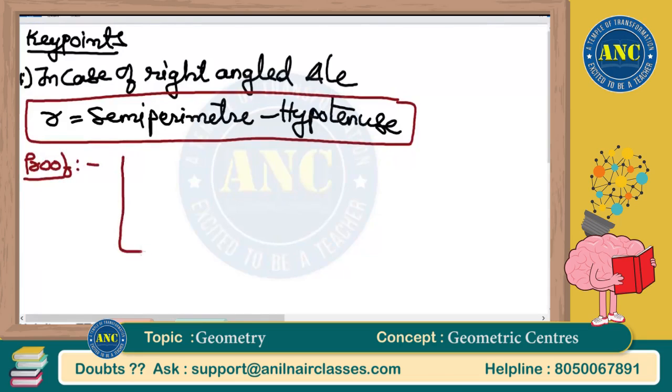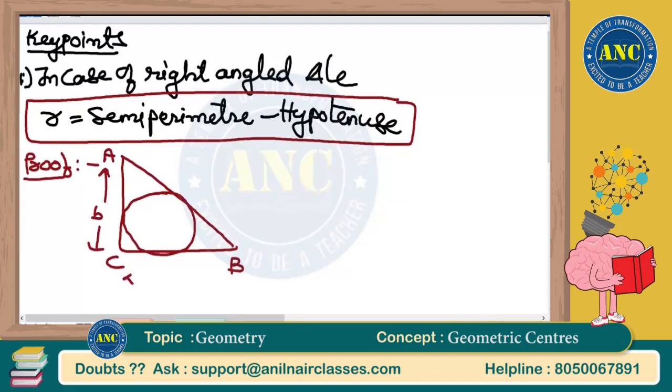Proof. Suppose I take a right angled triangle, with this as A, this as C, and this as B. Opposite to A, let the side value be small a. Opposite to C, let the side value be small c. In case of a right angled triangle, the inradius is semi-perimeter minus hypotenuse. Now see, you can remember all this only when you solve as many questions as possible. So these are, and the inradius is R.